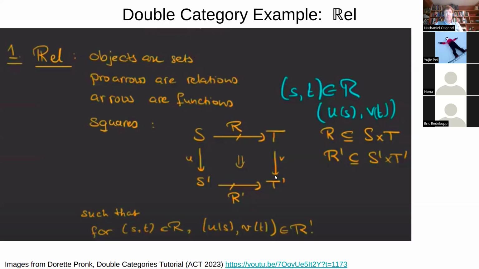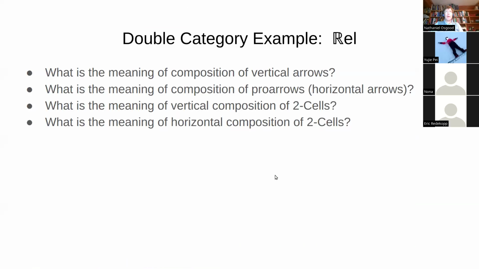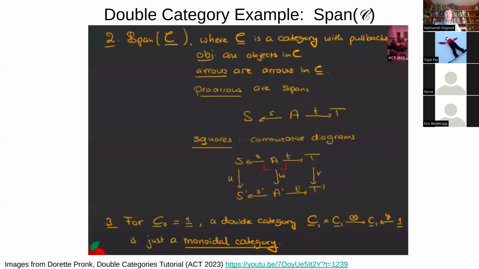And I'll come back to this. There's another one that's important, which is span. Span of a category C: objects are objects of C. Vertical arrows are arrows in C. So this is a category. These are objects in C. Vertical arrows are morphisms in C. Pro-arrows are spans like this. Now you might say, what the heck is that? Well, look, this is an object in C, and this is a morphism in C. You can imagine spans in this, right?